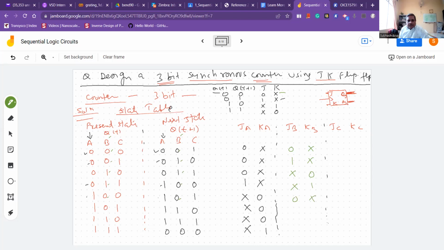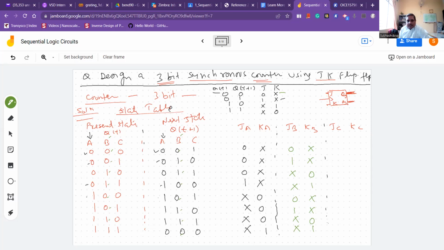0 cross. Next is 0, 1. 0, 1 means 1 cross. 1 cross. Next is 1, 1. 1, 1 is cross 0. Cross 0. Last is 1, 0. 1, 0 means cross 1. Cross 1. So in this way we have filled the inputs for QB of t and QB of t plus 1, or JB KB.